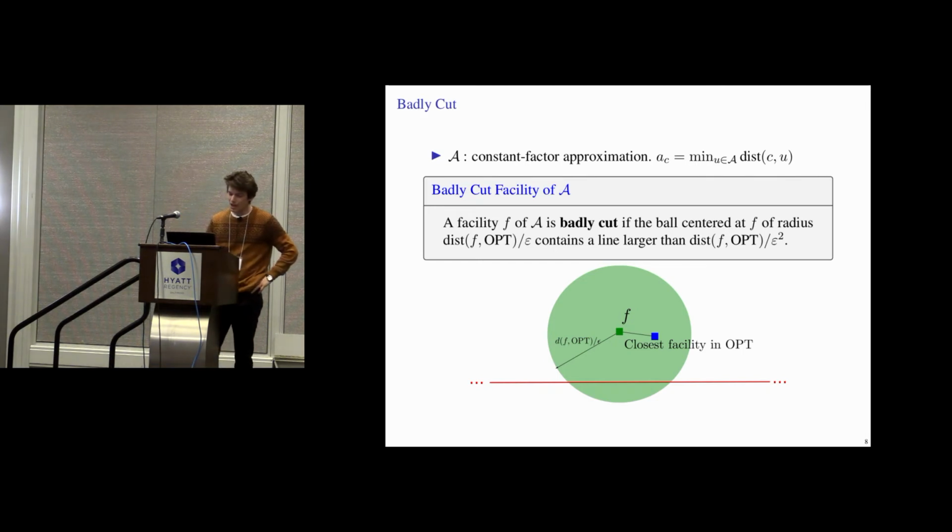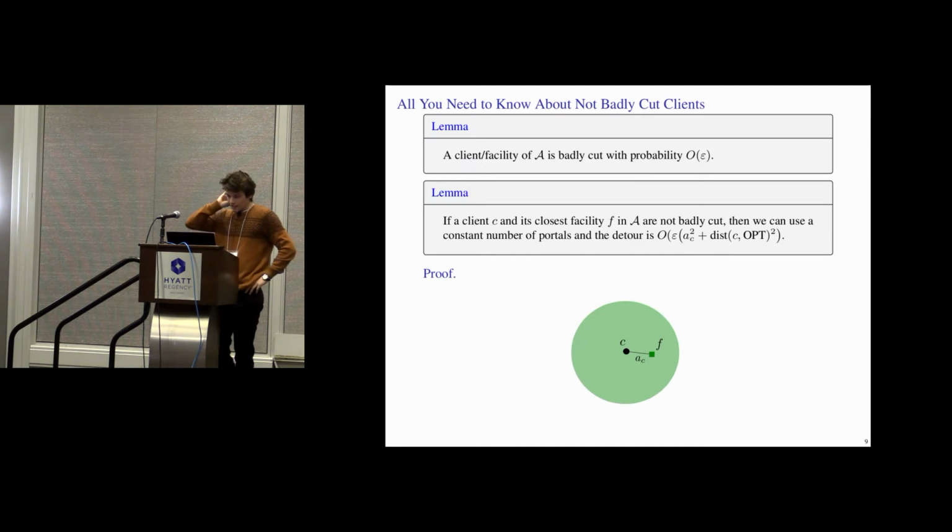Okay, so how can this be used? The first thing we can see, by a standard analysis in the quadtree dissection, is that any client or facility is badly cut with tiny probability. The probability comes from the decomposition; the decomposition itself is randomized. So most of the clients are not badly cut, and most of the facilities are not badly cut either. And we can show that if a client and its facility in A are not badly cut, then a constant number of portals is fine. We have a small detour in the decomposition. Okay, so the proof is easy.